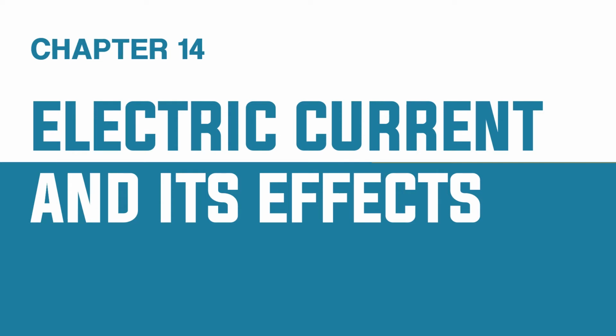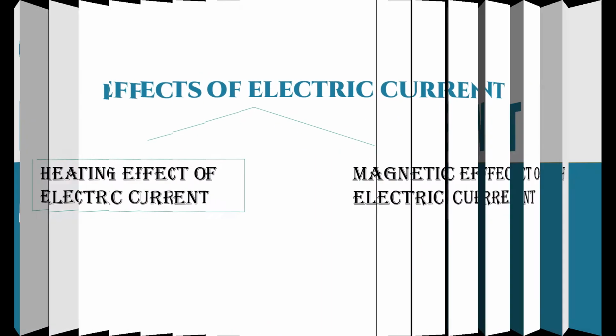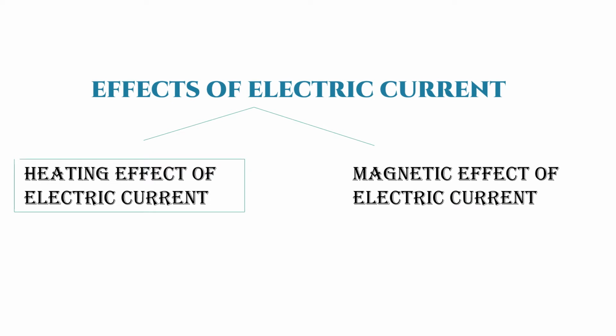Today we are going to learn a very important topic, one of the effects of electric current, that is the heating effect of electric current. Effects of electric current can be classified mainly into two: heating effect of electric current and magnetic effect of electric current. So this is very important.